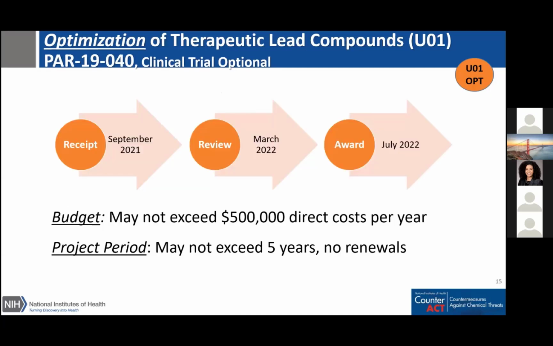The receipt dates are the same for the other U01 program. They are September of this year, with review in March of 2022 and awards made in July of 2022. The difference for this program is that the budget and project period is larger. Here you may request up to $500,000 in direct cost per year, and the project period may go up to 5 years. And there are also no renewals allowed in this program as well.